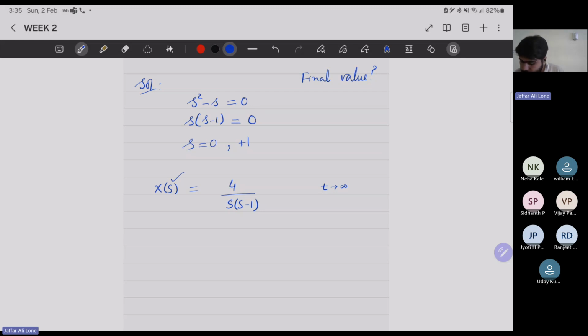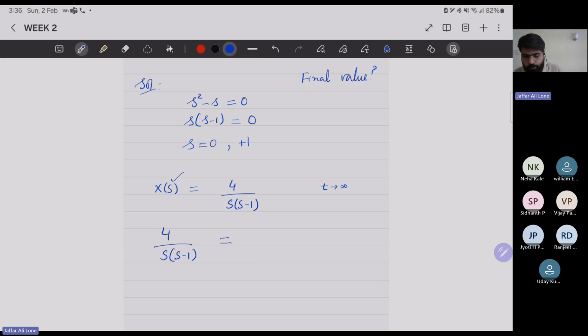But this is the Laplace transform. This is the function in the s domain. In order for us to get the function in the time domain, we need to take the inverse Laplace, right? So I'll show you how we can take the inverse Laplace. Again, using those basic Laplace transforms, we can solve for any function, correct? Here, we have 4 divided by s into (s minus 1), so we need to solve it first using the partial fractions method.